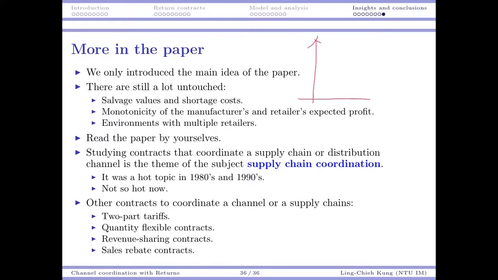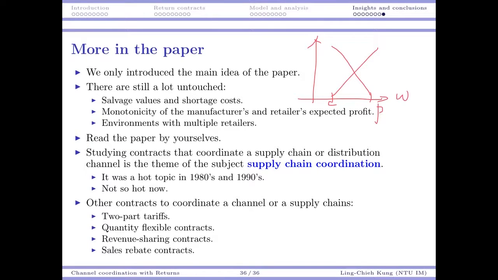Previously, we drew this figure, right? This is c, this is p, this is the wholesale price, the manufacturer's profit, and the retailer's profit, like this. Intuitively, this is true, and the paper can show you that this is really true. The manufacturer's profit goes up, maybe nonlinearly, but it always goes up with w, and the retailer's profit goes down. Finally, the paper even showed what happens if there are multiple retailers, and when it is impossible for the manufacturer to coordinate everything. So it's very interesting to see what's going to happen if there are multiple retailers. And if you want, read the paper by yourself.